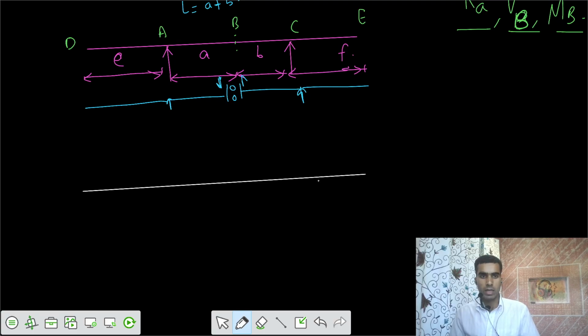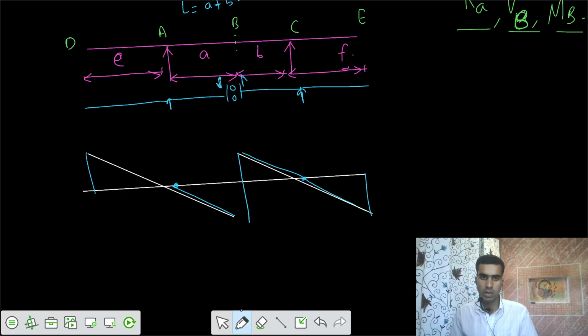Let's go for the profile. You have to ensure that this is intact, this is intact, but this one goes down and this goes up. And similarly, this one is parallel, this one is parallel. So in this fashion, we can have this one parallel and this also parallel. So we can show the variation in this fashion. So this is your ILD for shear force at B.